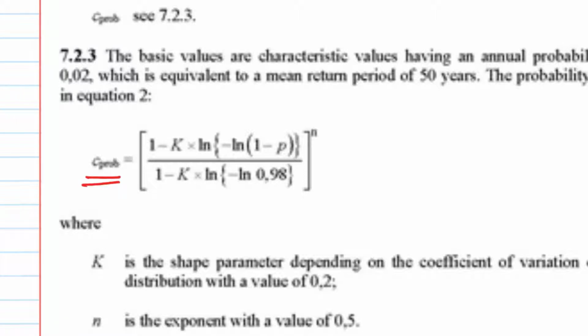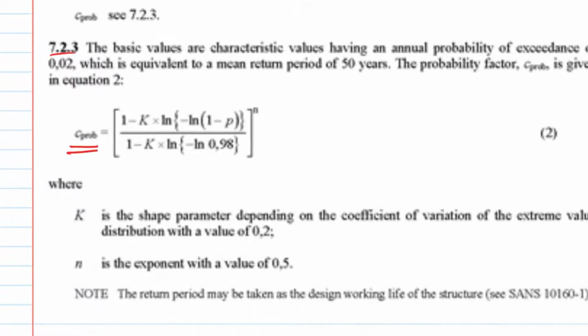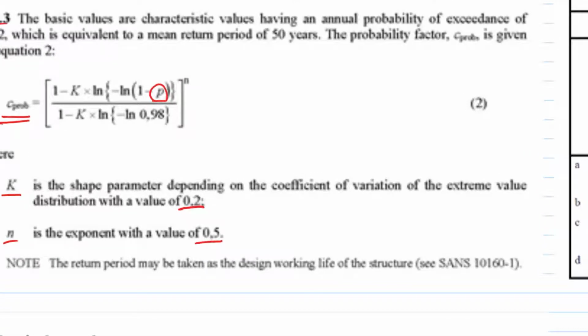hopefully you can see this on your screen. If not, refer to section 2723, and it looks not ideal, but all you end up with is k is a value of 0.2 and n exponent of 0.5, and then you have this value of p, which is the probability of exceedance. And so if, for instance, you're dealing with a 1 in 50 year event, that's a probability of 0.0002. So it's just 1 divided by the return period.